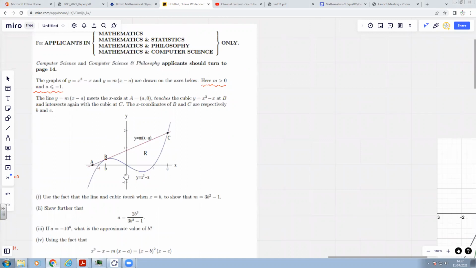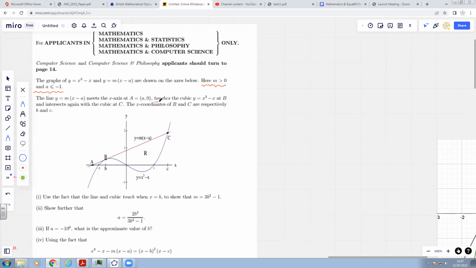You've got y equals x cubed minus x. Well, that obviously goes through minus 1, 0, and 1. If you factorize it, you'll see why those are the roots. But then we've got a general equation of a straight line. But throughout this question, m is going to be bigger than 0, and a is going to be less than or equal to minus 1.